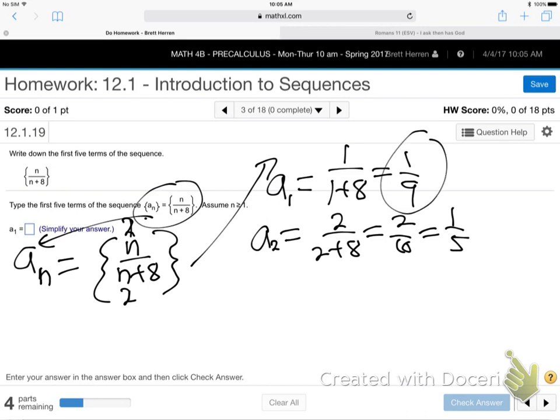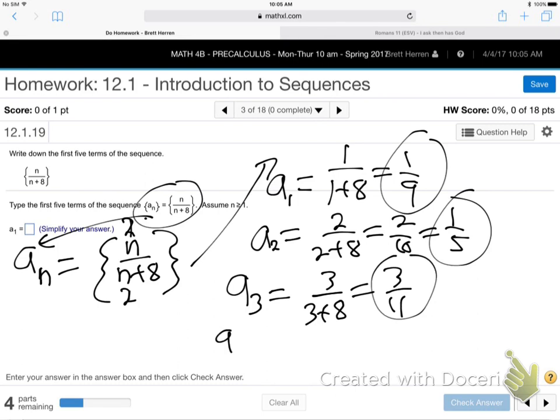So here's a sub 1. Here's a sub 2. Let's find a sub 3. Plug 3 into the function. 3 over 3 plus 8. What's that? 3/11. Plug 4 in. A sub 4. My a's are looking like 9s. But these are a's. A sub 3. A sub 4. 4 over 4 plus 8. What's that? 4/12.